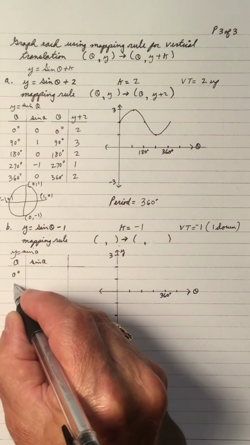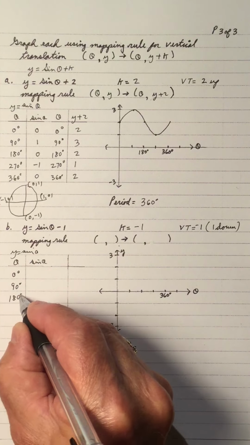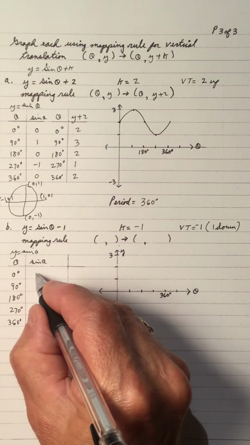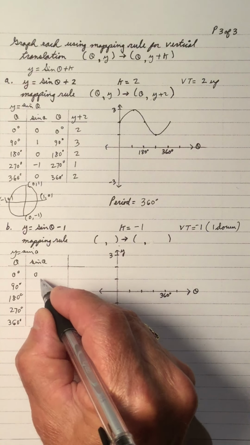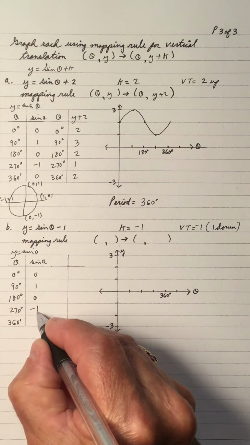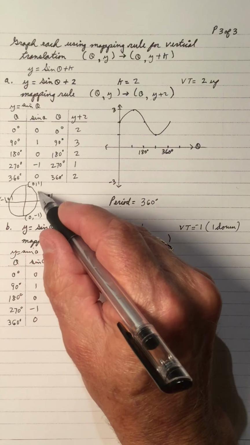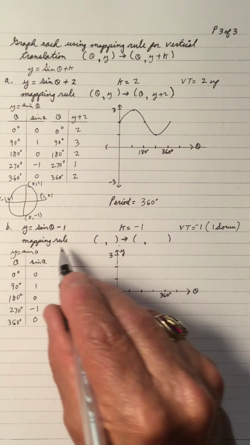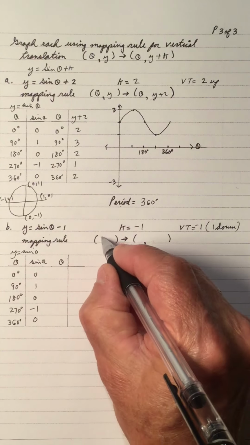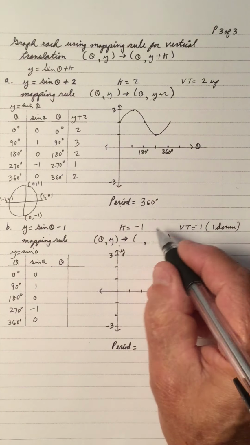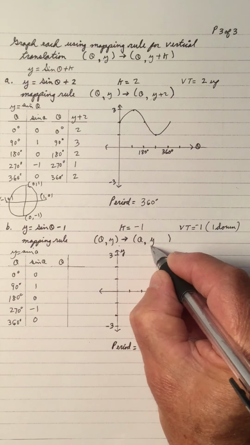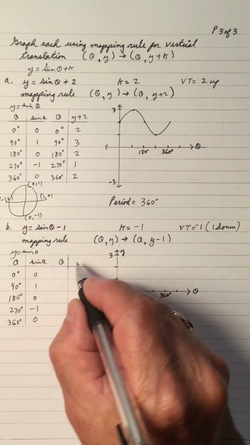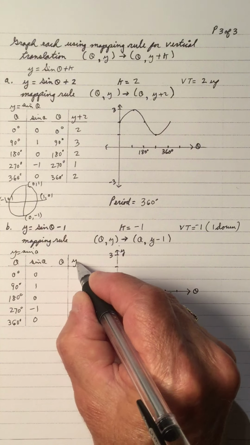So we got 0, 90, 180. And again, I apologize, this is what I do. I go sine is 0, 1, 0, negative 1, 0, because I have this memorized. And we have theta does not change, and it's a y. Oh, I didn't do the mapping rule. Theta and y. So this is theta, and it's y minus 1. We're subtracting 1 on the y. So this is y minus 1.